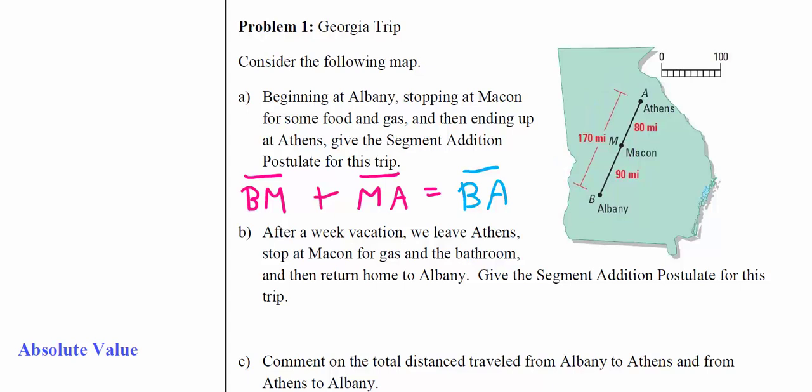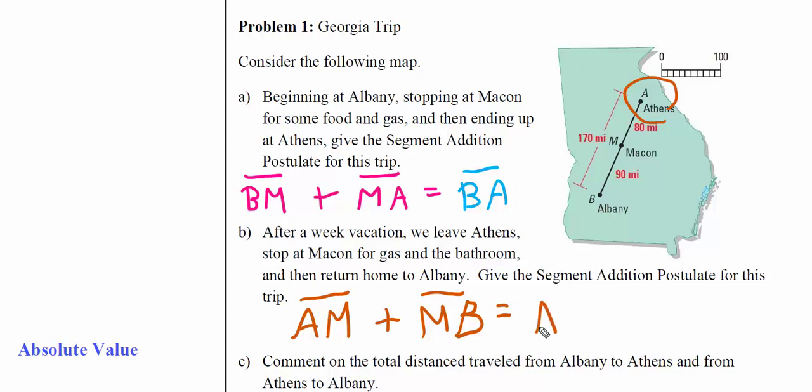If we go backwards now, so if we start at Athens and then make it back all the way to Albany, if we start at Athens, stop at Macon, we can represent that distance by this line segment AM. And then after a small stop at Macon, we go ahead and leave Macon and proceed to Albany, and we're home. That entire trip from Athens to Albany can be expressed as AB.